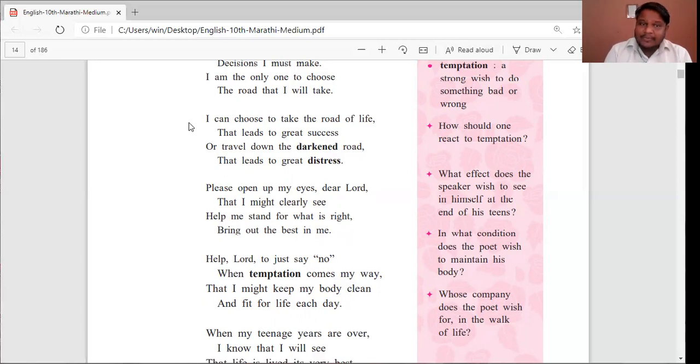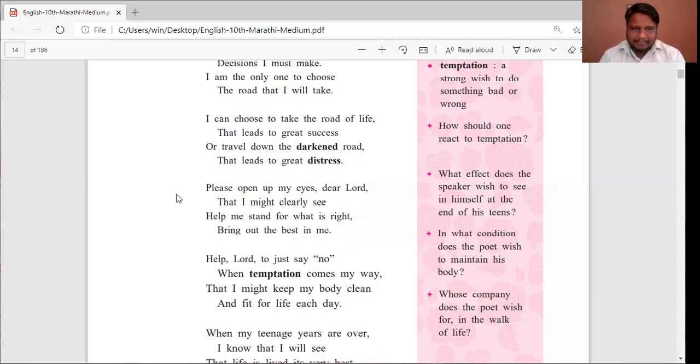By mistake, if he chooses the darkened road, or the road which is evil or bad, then the poet will not be successful in his life. He will go into distress, and that's why the poet prays to God to give him the power to make his own decisions, and that those decisions must be correct as well, the perfect ones.